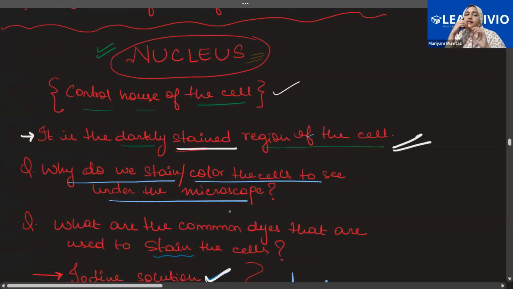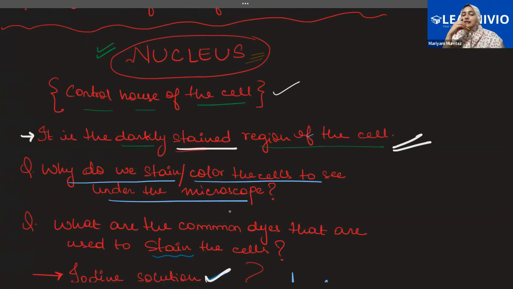Now, nucleus is very commonly known as the control house of the cell. Why? Because it is solely responsible for overseeing everything that the other organelles are doing, all the cell organelles that are there in the cell of any organism. So nucleus controls it. Now, this part of the cell that is known as nucleus is a darkly stained region.